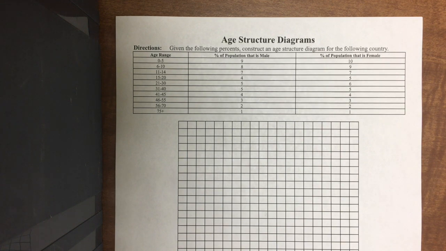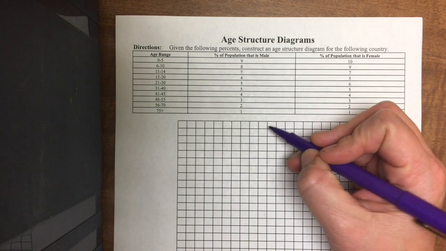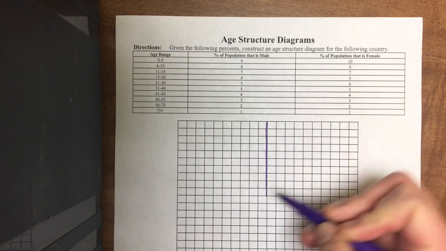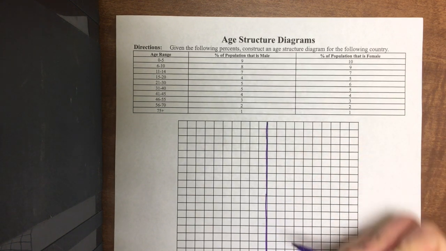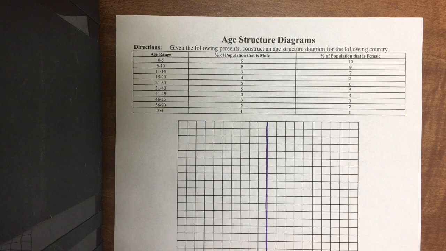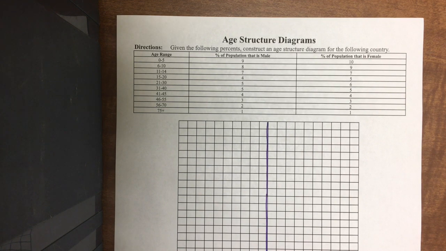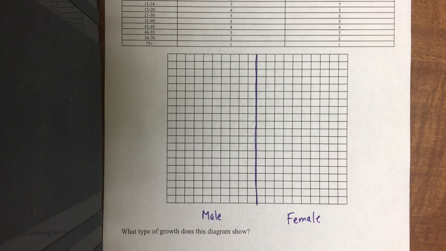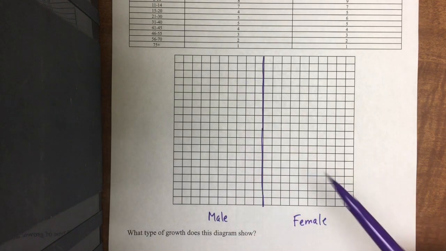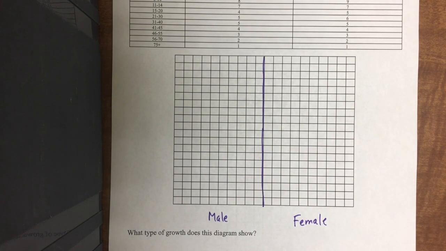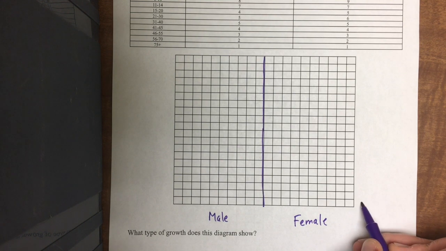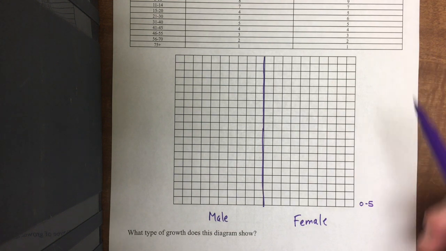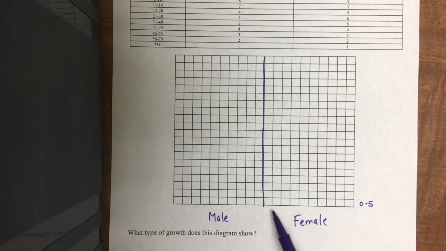So to make an age structure diagram, I'm going to make an axis right in the middle here. So here's my midpoint, and I'm going to do my males on one side and my females on the other side. And I'm going to go out from the center. So for example, the base of the pyramid is the babies, ages 0 to 5. I'm just going to label that here, but again, you don't really need to label that.